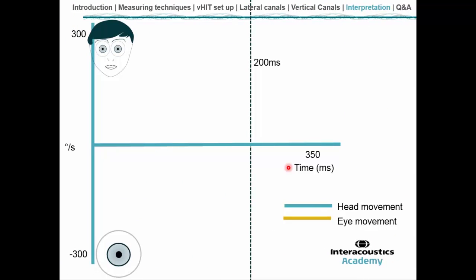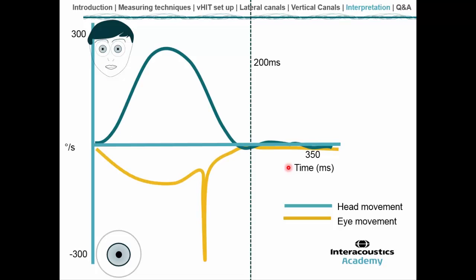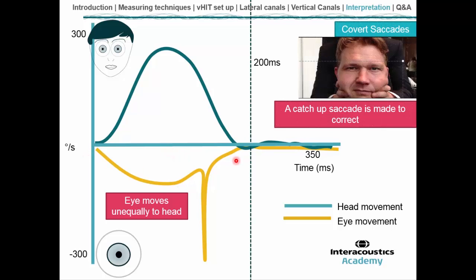But what about Johannes? What would his vHIT show? Well, his would show something like this. The eye still moves unequally to the head, but this time what we get is a catch-up saccade during the head movement. We can see the head is moving and the catch-up saccade is being generated even before the head has stopped moving. And that makes it impossible for us to be able to see it. But the camera can very clearly see there's this catch-up or corrective movement, and that is going to tell us that a vestibular pathology exists.